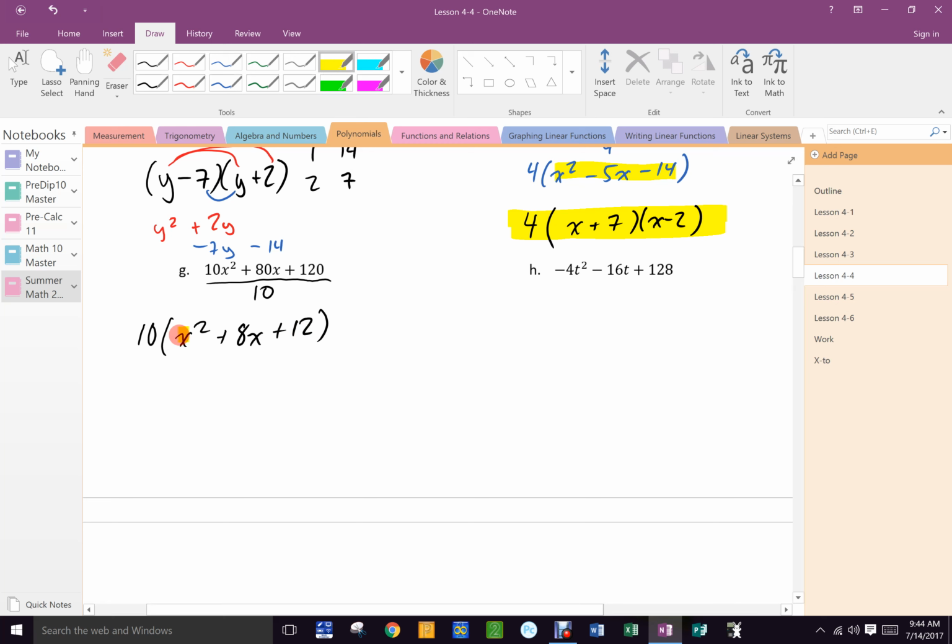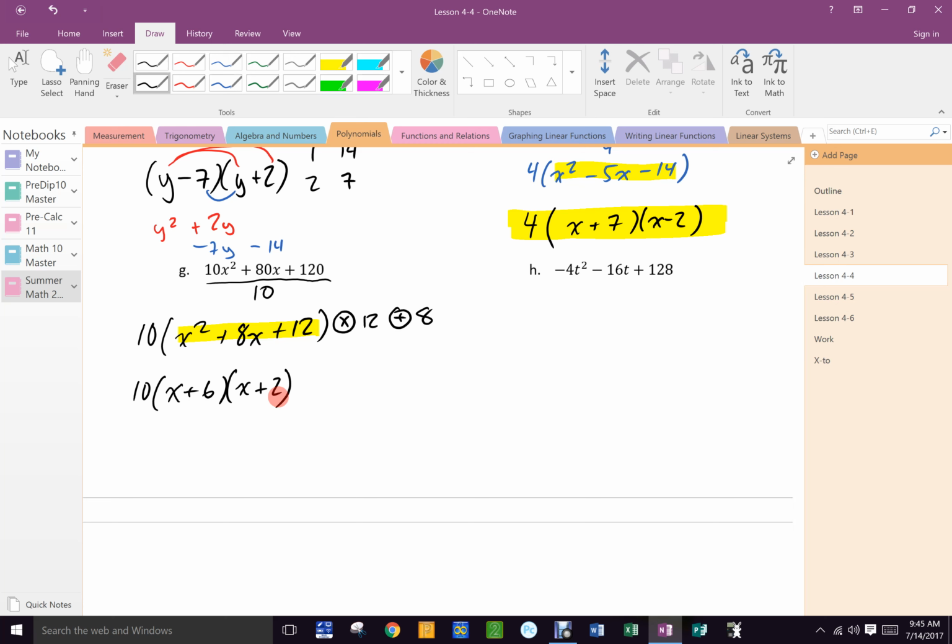Now you should be looking at that and saying, oh, that might factor. If it's going to factor, I need numbers that will multiply to what? And add to what? 8. What are they? 6 and 2. Can I forget about this 10? No. And since those are both plus, it must be x plus 6 and x plus 2. Is everybody good? Yeah? Okay.